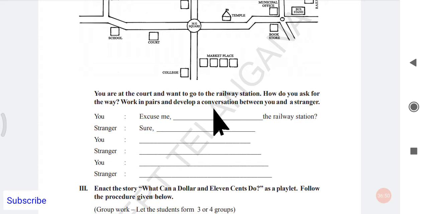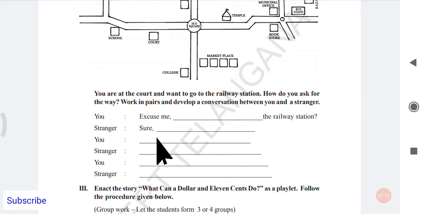Work in pairs and develop a conversation between you and a stranger. Students have to work on this in pairs, with two students like that. You have to speak to a stranger here. First, you: Excuse me, could you tell me the way to the railway station? Or can you tell me the way to the railway station? Or may I know the way to the railway station? We can ask all these questions, none is wrong.